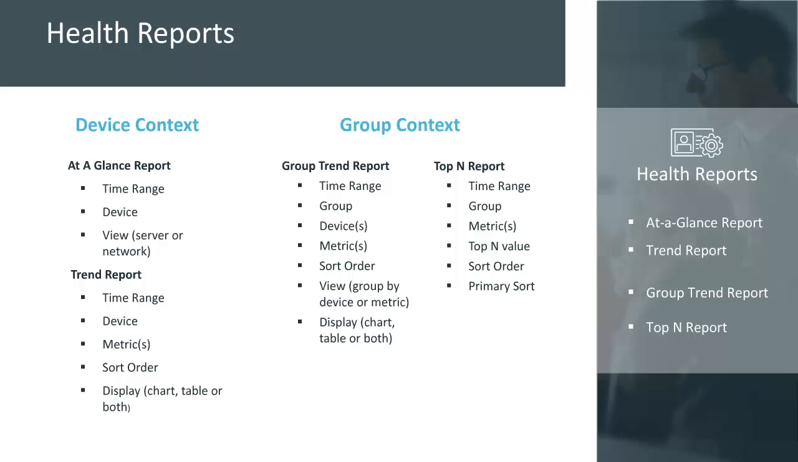Use the device trend report to view attributes or metrics that are associated with a specific device. Use the group trend report to view the devices and metrics associated with a specific UIM group. And use the top N report to view data for the top N selected metrics over time.